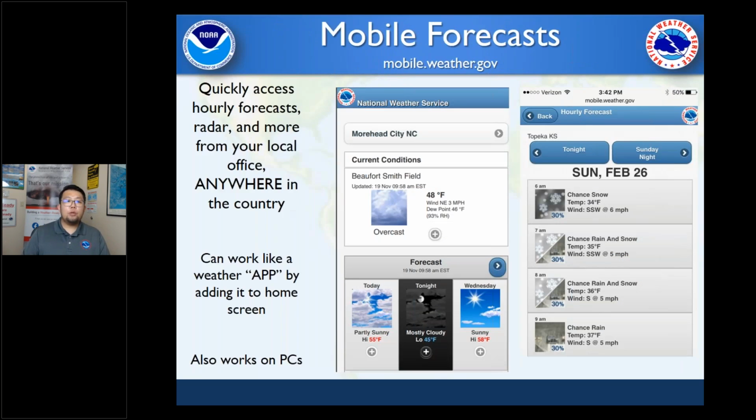On top of that, we also have mobile forecasts. So mobile.weather.gov is a mobile-friendly version of our website. Very quick access to our 7-day forecast. You can access that from anywhere in the country, and it can act as an app. We don't have an official weather service app, but we have mobile.weather.gov, and that will allow you to look at the information from your phone a little bit more easily than the typical weather.gov. So go ahead, save that, bookmark it if you can, so that way you have that information at your fingertips.